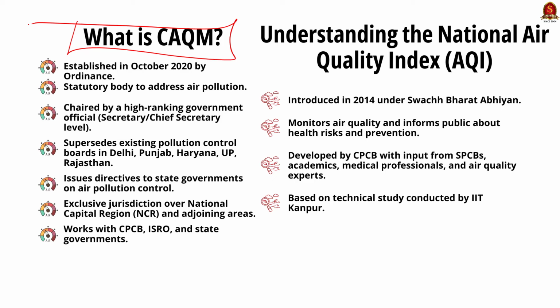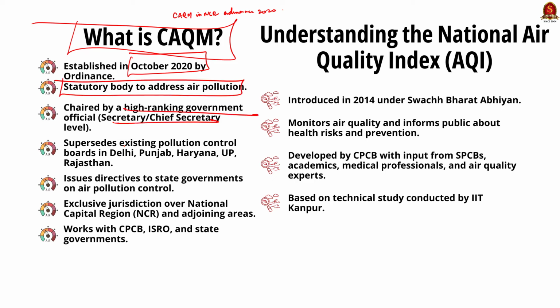See, the Commission for Air Quality Management was formed by an ordinance in October 2020. The CAQM, or Commission for Air Quality Management in NCR and Adjoining Areas Ordinance 2020. Know that it is to be chaired by a government official of the rank of Secretary or Chief Secretary. The Commission will be a statutory authority. The Commission will supersede the bodies such as Central and State Pollution Control Boards of Delhi, Punjab, Haryana, UP and Rajasthan. Moreover, it will have the power to issue directions to the state government on issues pertaining to air pollution.